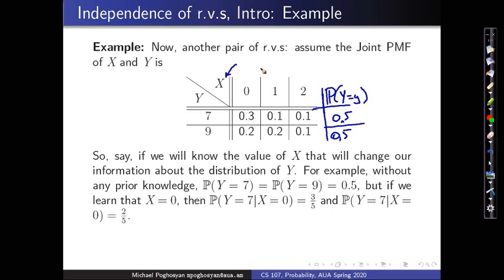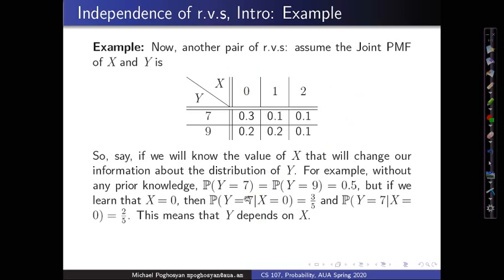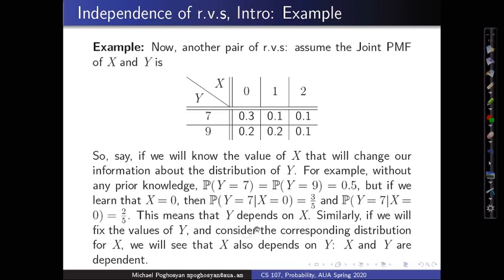But if we learned that x is 0, if we have information that x is 0, then the probabilities of having the value 7 or 9 are changing, because now I have 3 over 5 probability of having 7 and 2 over 5 probability of having 9. That is, our information about x is changing the probability of having particular values for y. That means that y depends on x.